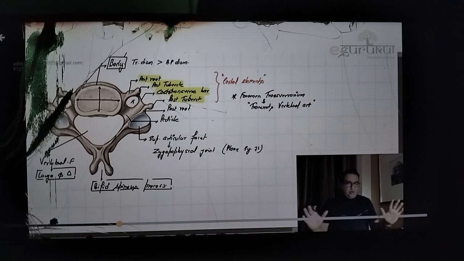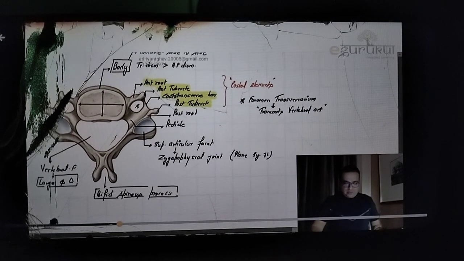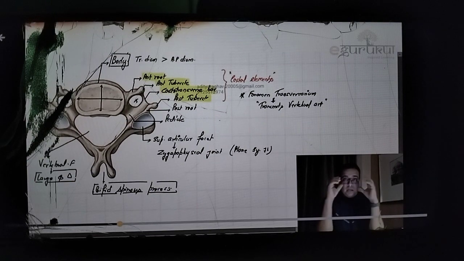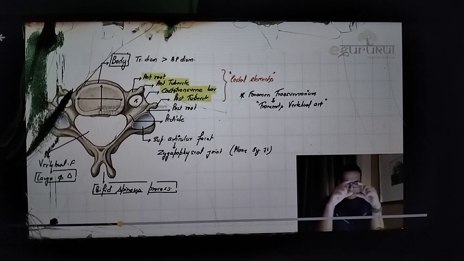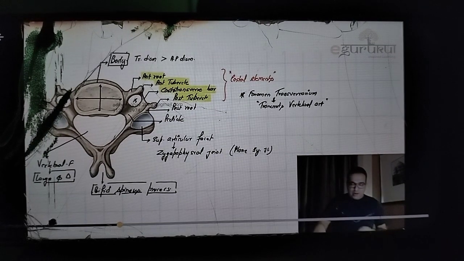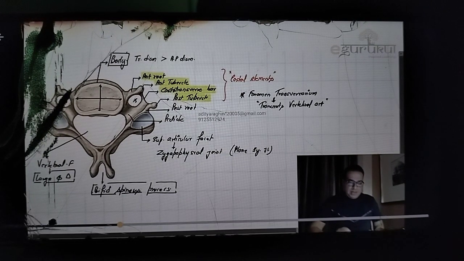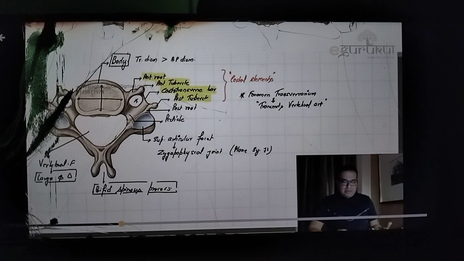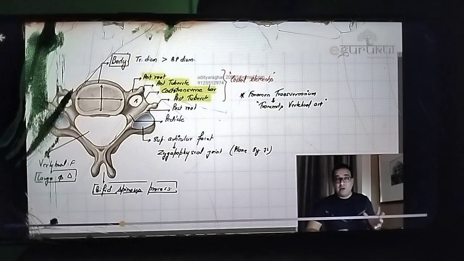That's it. You don't have to remember any other nonsense from this. Remember the features. The body is relatively small, but you can see the transverse diameter is more than the anteroposterior diameter, and the body is concave from side to side when you see it from above. Then we have the pedicle and lamina. The pedicle is shifted anterolaterally, and that's why the vertebral foramen is large and triangular in shape.